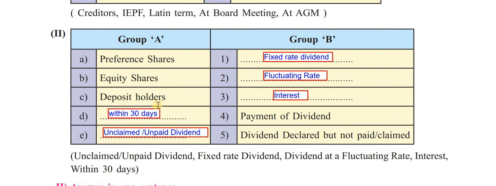They have given one more here. You can see preference shares definitely fixed rate of dividend, equity shares fluctuating rate of dividend, deposit holders get interest, payment of dividend within 30 days students, and dividend declared but not paid or claimed is unclaimed or unpaid dividend. So these are the quick match the pair students which are very one liners and very easy and clear in understanding.